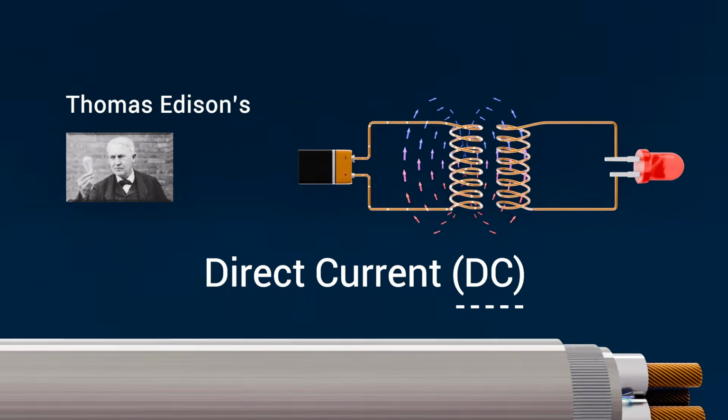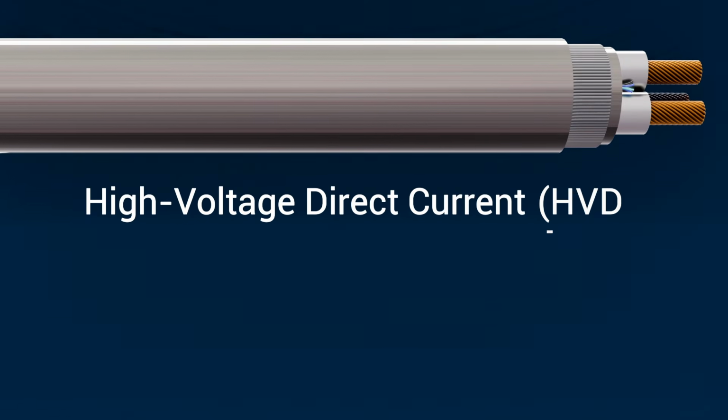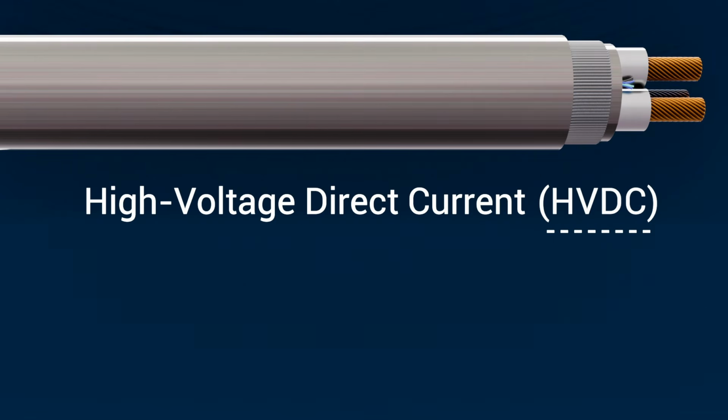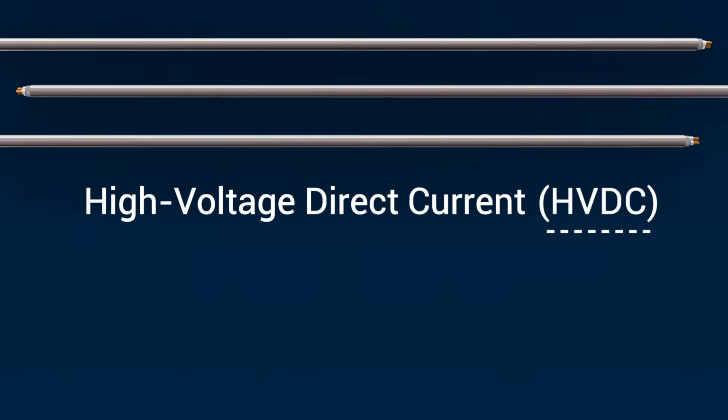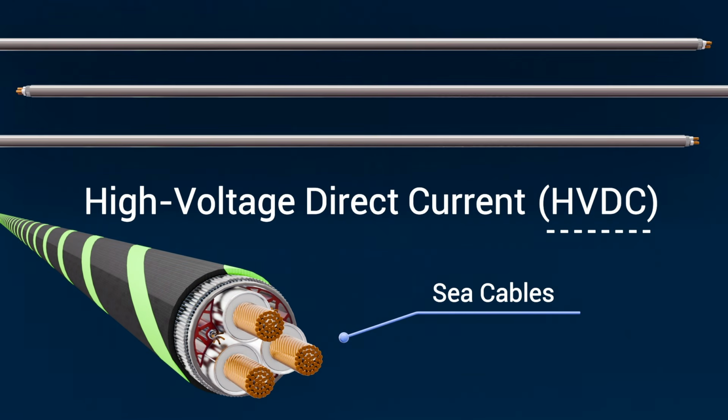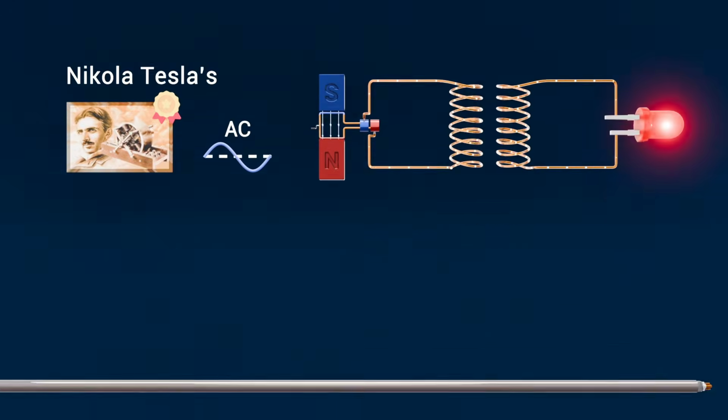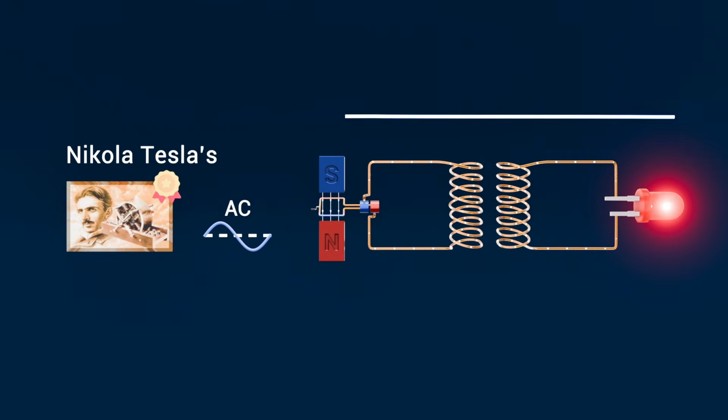Only with modern high-voltage direct current (HVDC) technology developed decades later did DC find its niche in very long-distance interconnections and undersea cables. But for everyday grids, AC remains in use thanks to its natural compatibility with transformers.